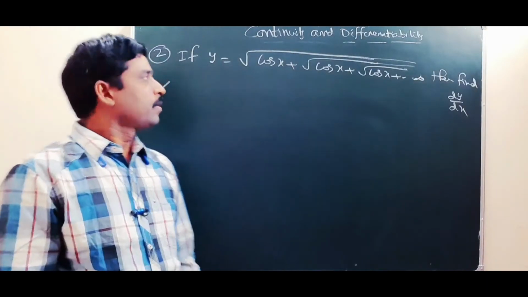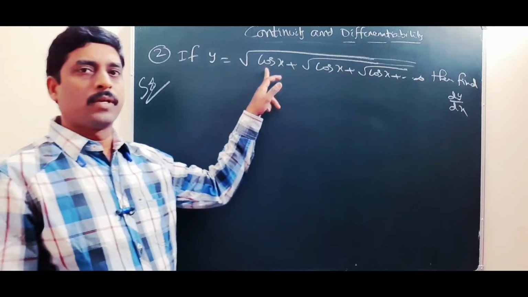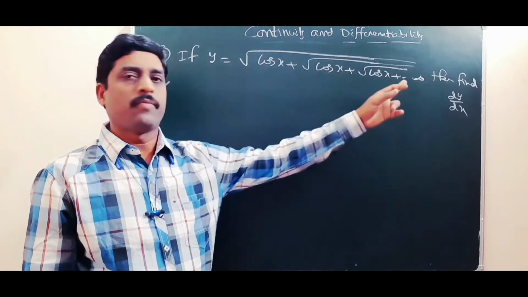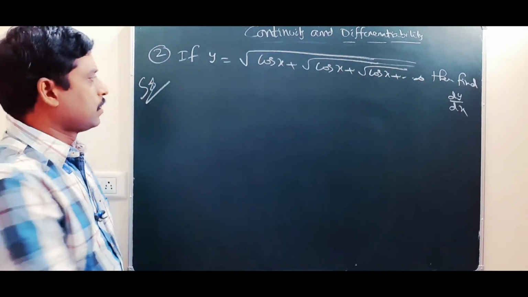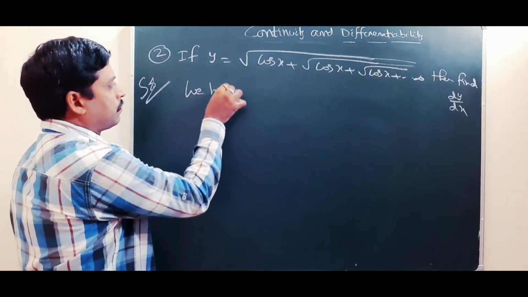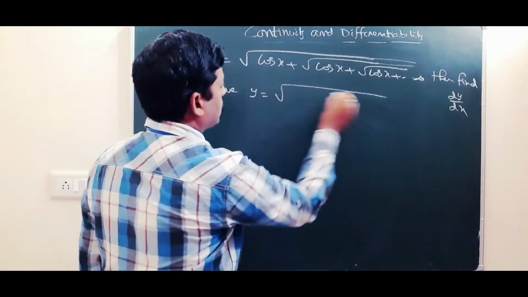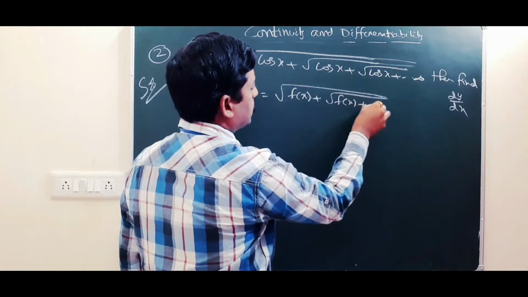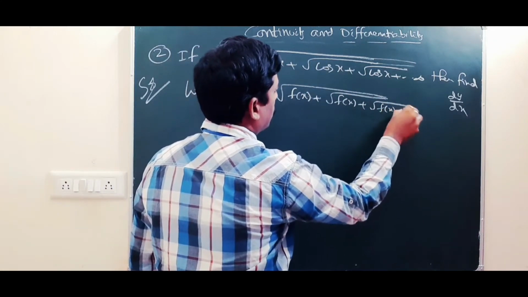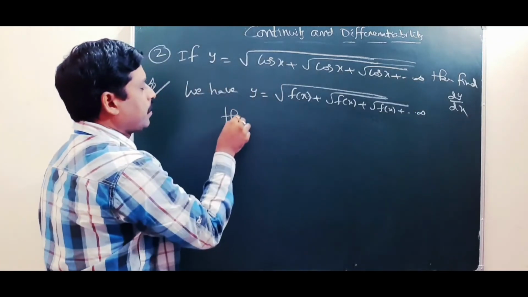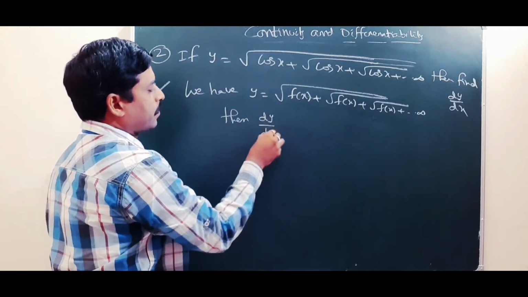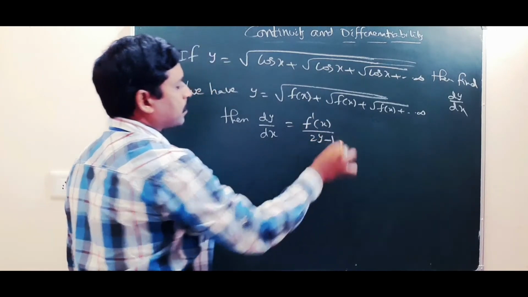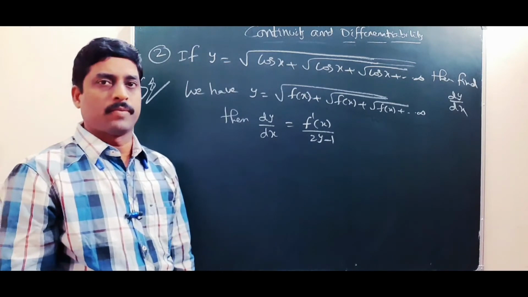Let us go to the next problem. The value of y is given as root under cos x plus root under cos x plus root under cos x up to infinity terms. Then find dy by dx. Okay, we have the direct formula. y is equal to root under f of x plus root under f of x plus root under f of x up to infinity terms. Then dy by dx is equal to f dash x by 2y minus 1. What is the formula? f dash x by 2y minus 1.